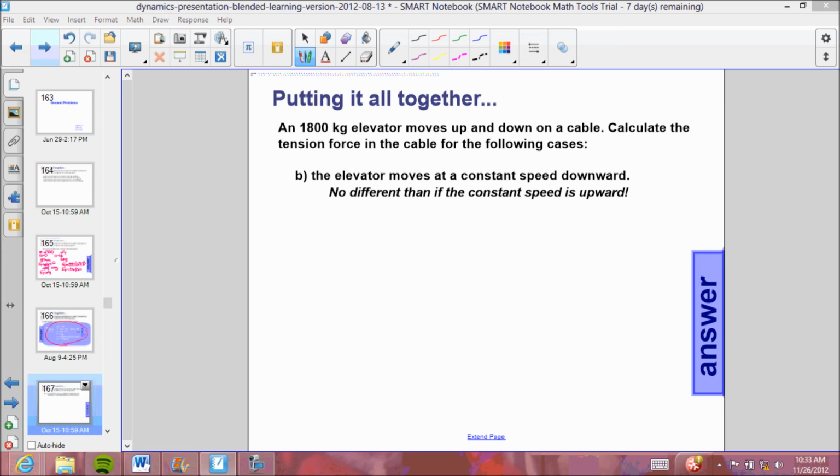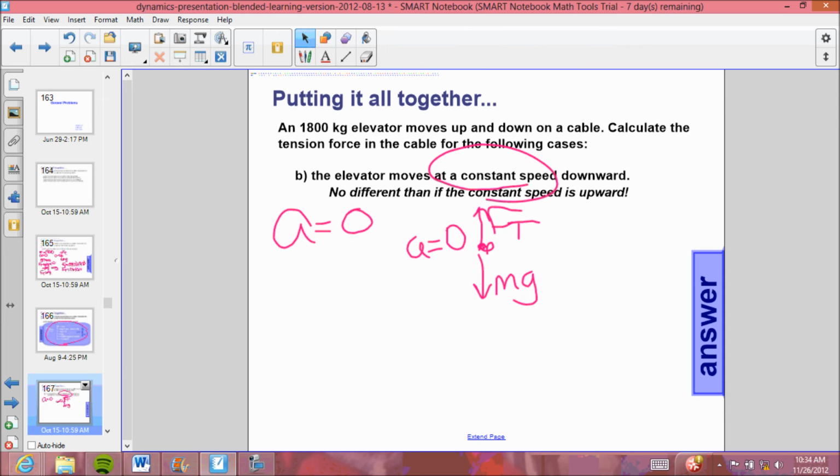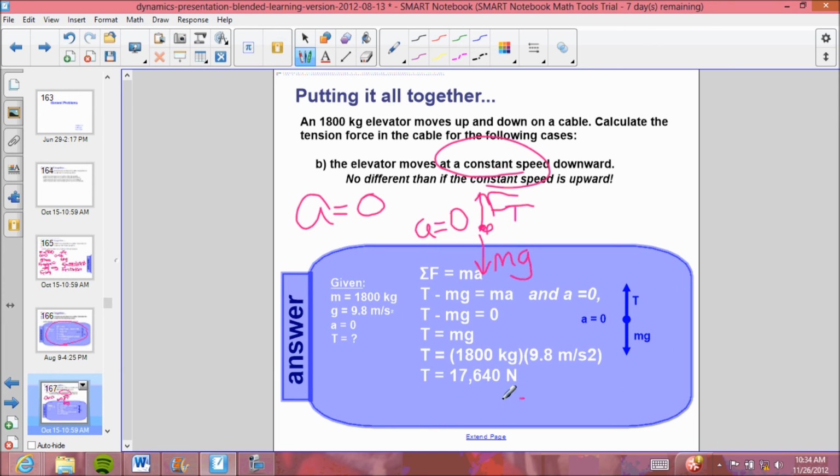So now in this one, they're talking about constant speed down. So this is going to be exactly the same because constant speed means your a will equal 0. So you would start with the same diagram, Ft up, mg down, a equals 0, and you would get the same exact equation, and it ends up being the same answer.